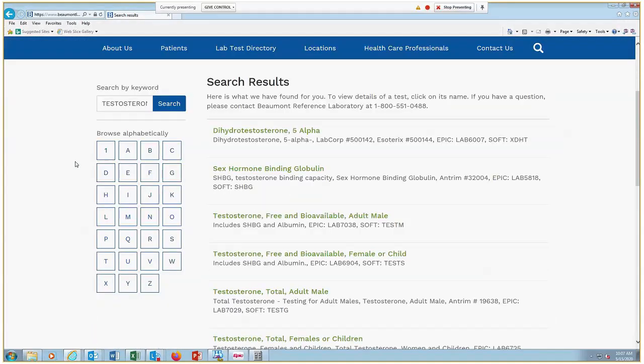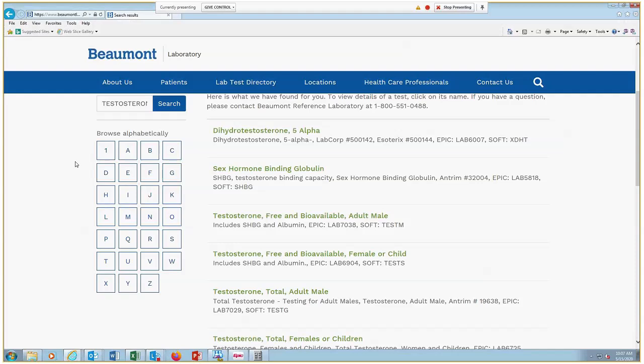Okay, well now we have a number of choices. Instead of a direct hit, we have 6 tests to choose from. So let's use this scenario. Our patient is an adult male, and we want to check his total testosterone level. What test should we select? If you chose testosterone total, adult male, test code, TESTG, you're correct.